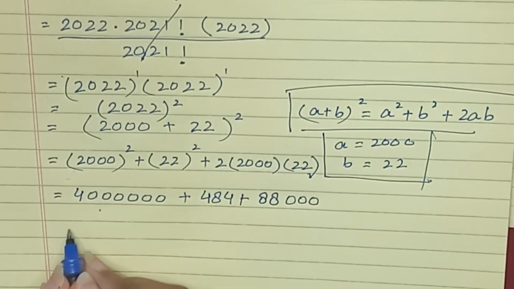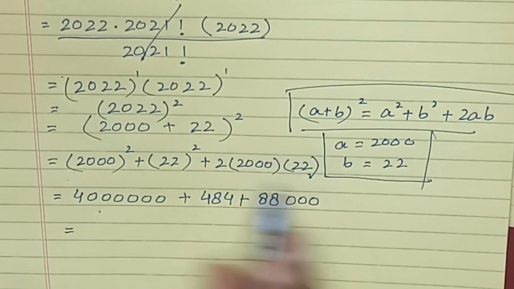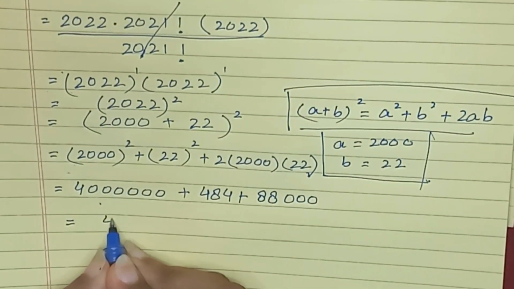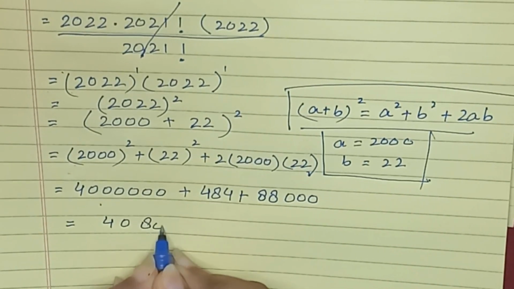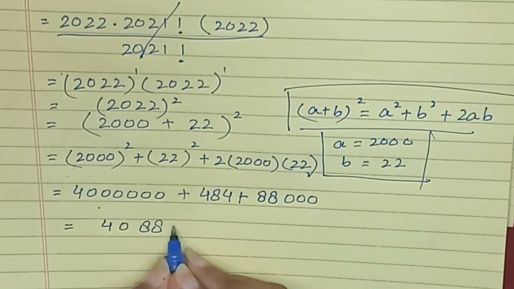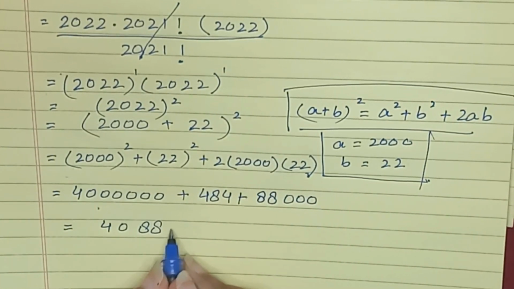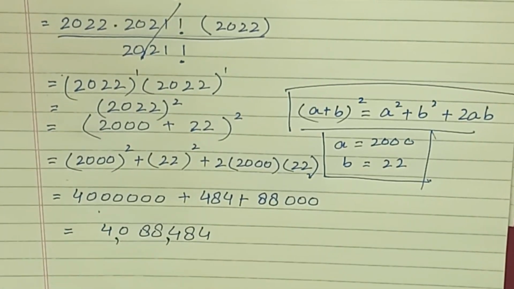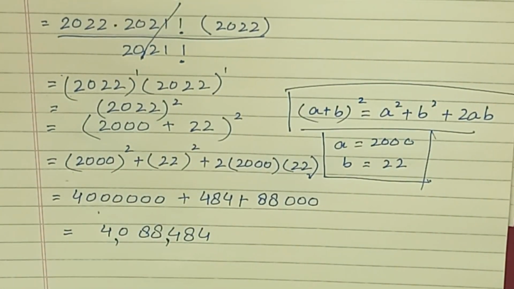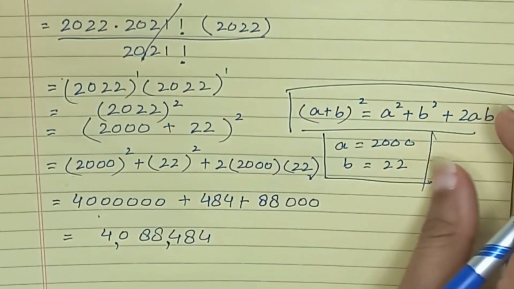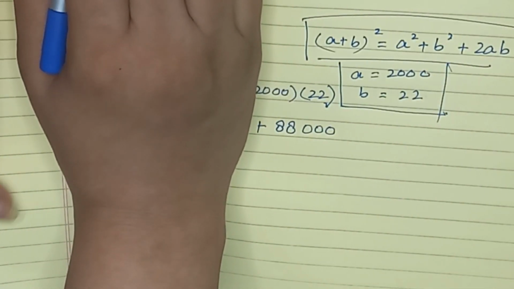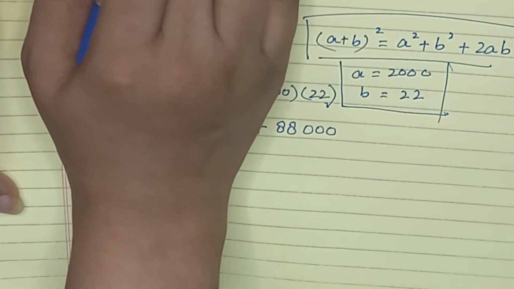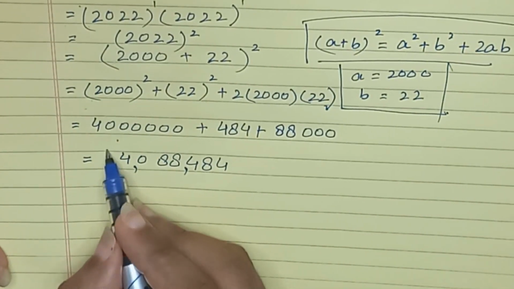Now we will add them and we will find the value of this given expression, which is 4088484. So the given expression, 2023 factorial minus 2022 factorial divided by 2021 factorial, will be equal to this. So this is our final answer.